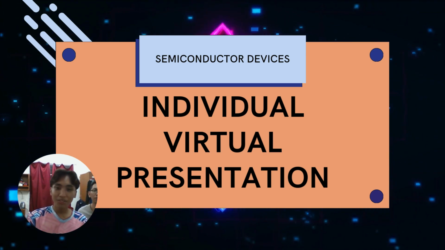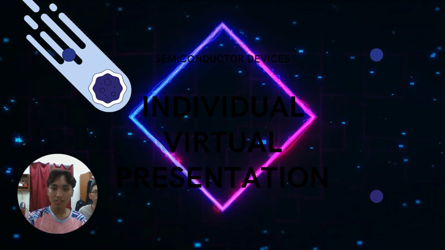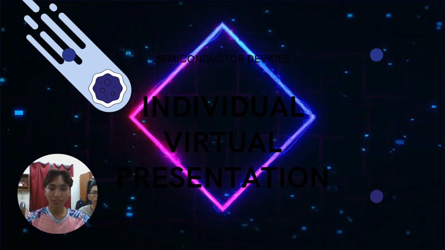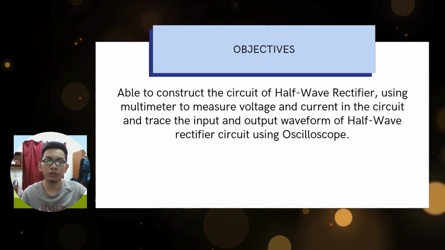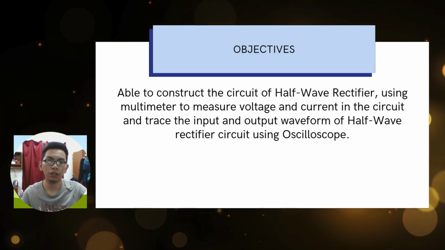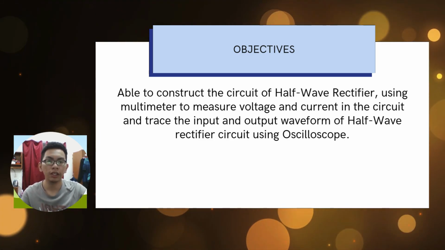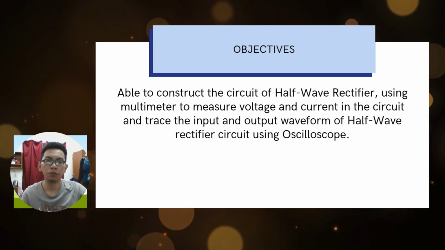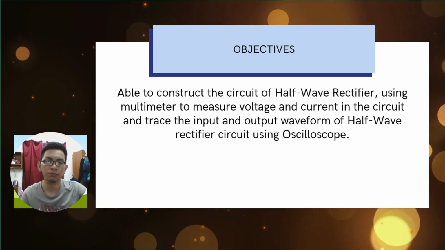Okay. So today we will present about semiconductor devices for practical work two. So this is our objective. The objective is that we are able to construct the circuit of a half wave rectifier, using a multimeter to measure voltage and current in the circuit, and trace the input and output waveform of the half wave rectifier circuit using an oscilloscope.